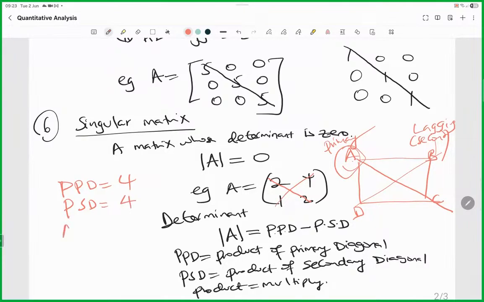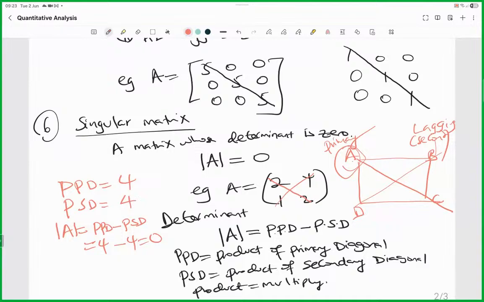You say the symbol of determinant is like this. You say determinant is PPD minus PSD. The product of primary is 4, minus 4. So 4 minus 4 gives me 0. Any matrix whose determinant is 0, we call it a singular matrix.